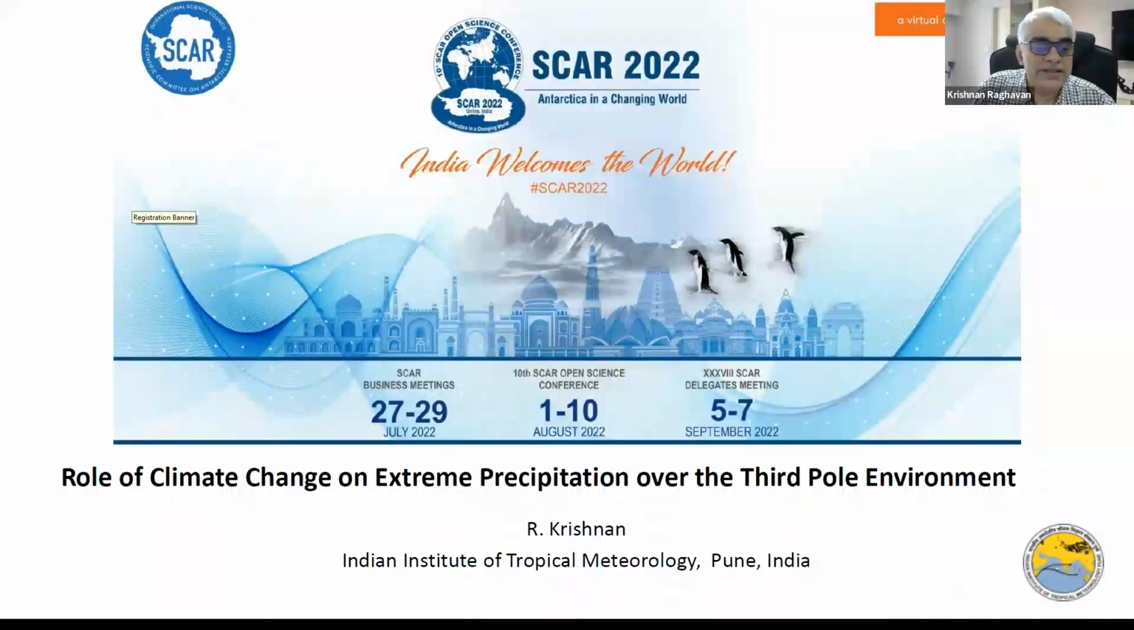Thanks a lot, Dr. Thamban and the SCAR organizers for this opportunity. We heard three interesting talks on the teleconnections between the tropics and the Antarctica. So now I'm slightly shifting gears. We are going to the third pole environment, that is basically the Himalayan region. Let's take a look at how climate change has been affecting some of the precipitation extremes in this region. And I will also touch upon some of the teleconnection aspects that are relevant to the precipitation extremes in this region.